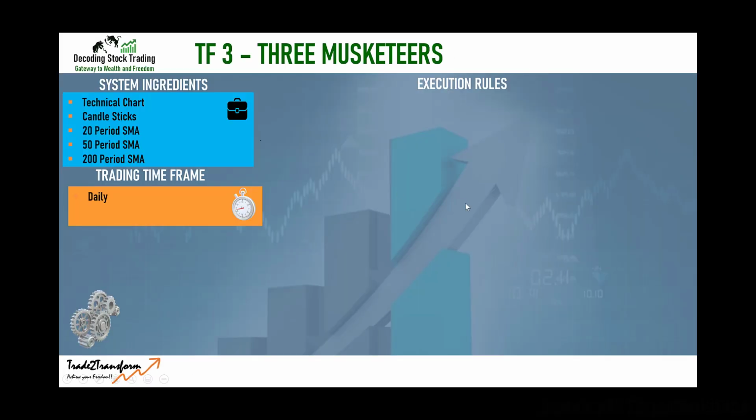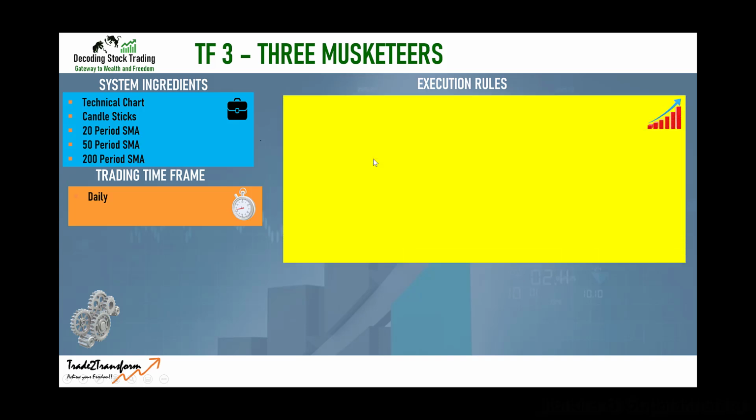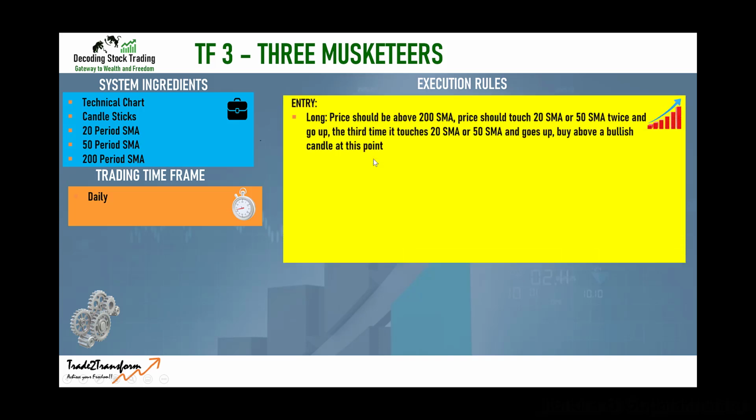So let's understand the execution rules for this system. For the long entry, the first criterion is that price should be above the 200 SMA, and price should touch the 20 SMA or 50 SMA twice and then go up. First of all, it should be above the 200 SMA, and it should touch the 20 SMA or 50 SMA twice, which means what?